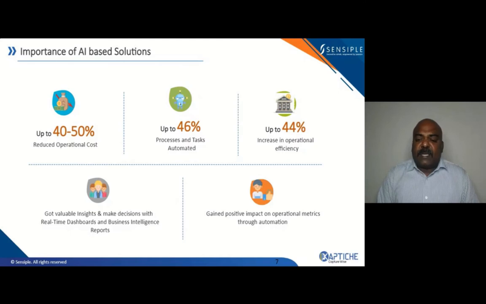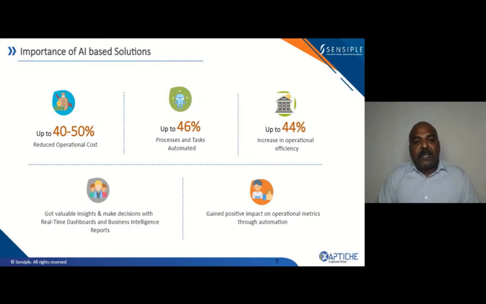I would like to give you a few examples. A mortgage company today uses artificial intelligence to assist their underwriters in making right and quick decisions to process the loan application.